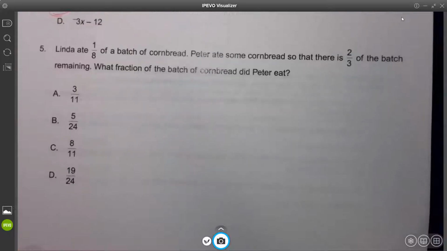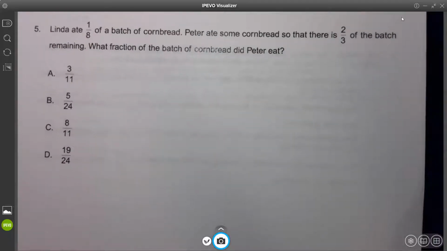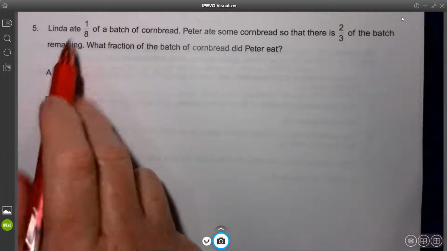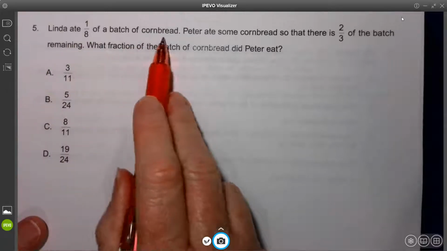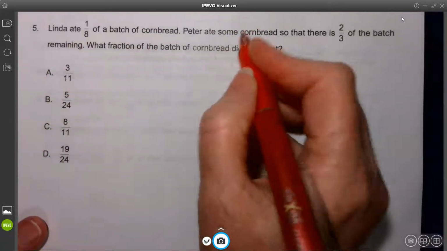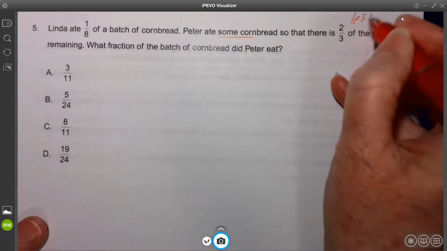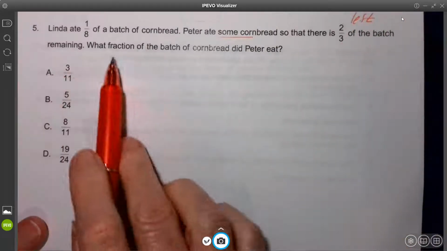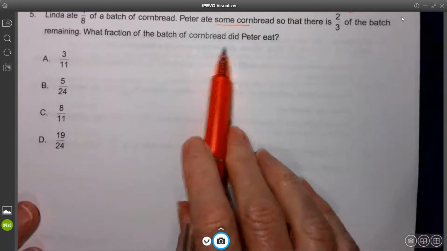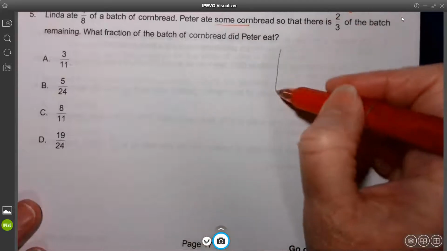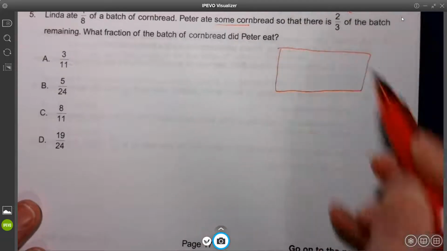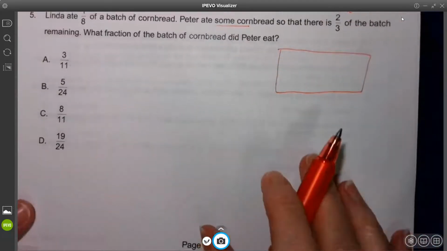Yay. Okay, number 5 was the one that caught me off guard. So I had to draw a picture. I had to do lots of different things with it. Linda ate 1/8 of the batch of cornbread. Peter ate some cornbread. Some. We don't know how much. So now there is 2/3 left after he is done. What is remaining? Write a fraction of the batch of cornbread that Peter ate. Okay, so draw a picture first. I think it's easier. If you want to, again, always pause or try it first.